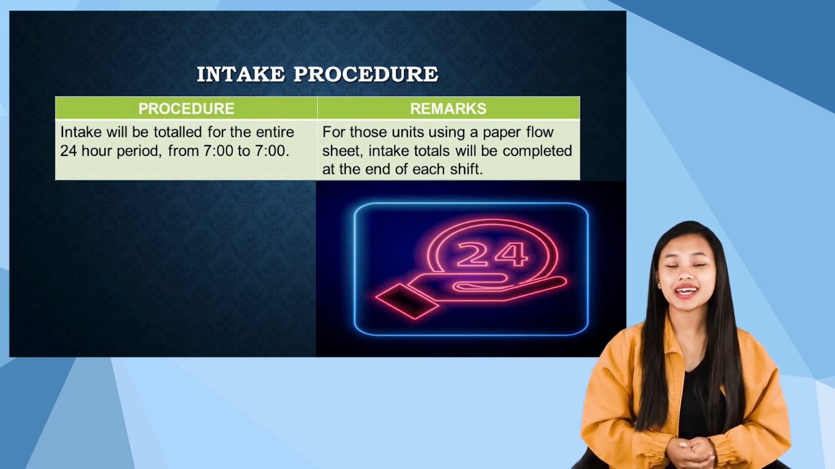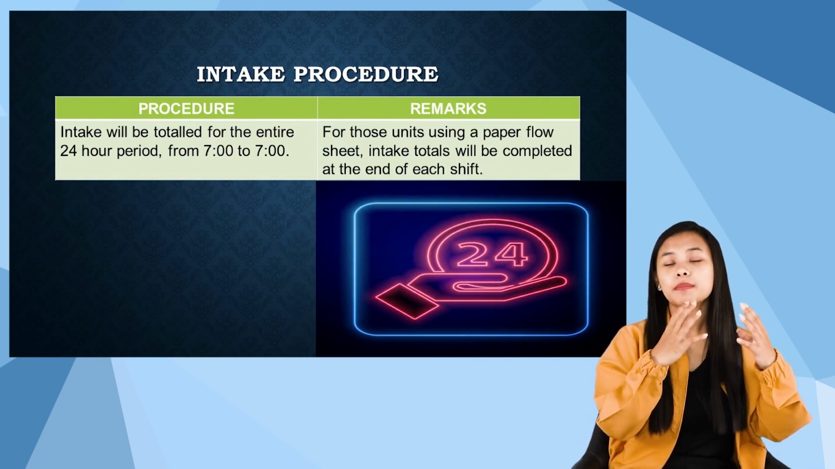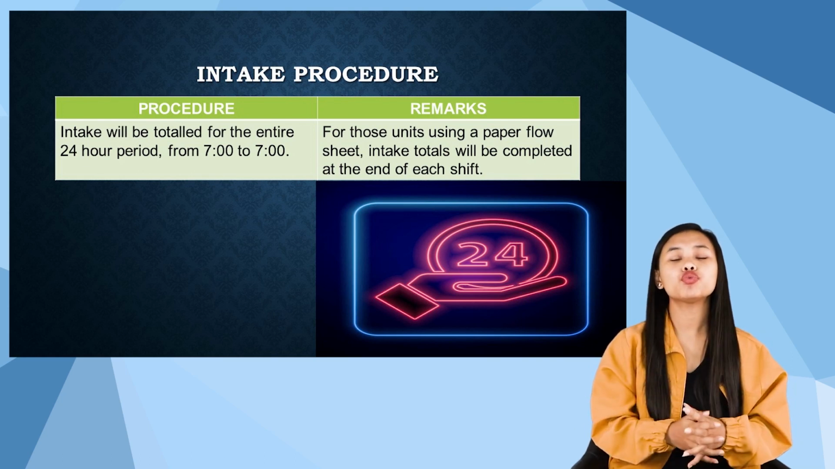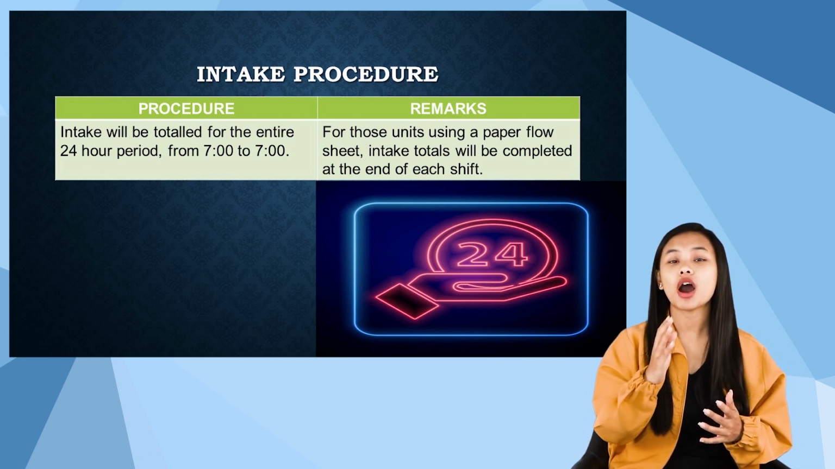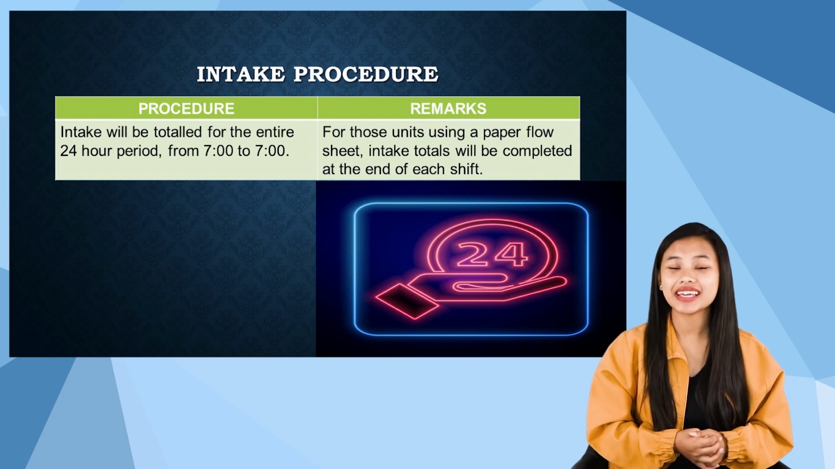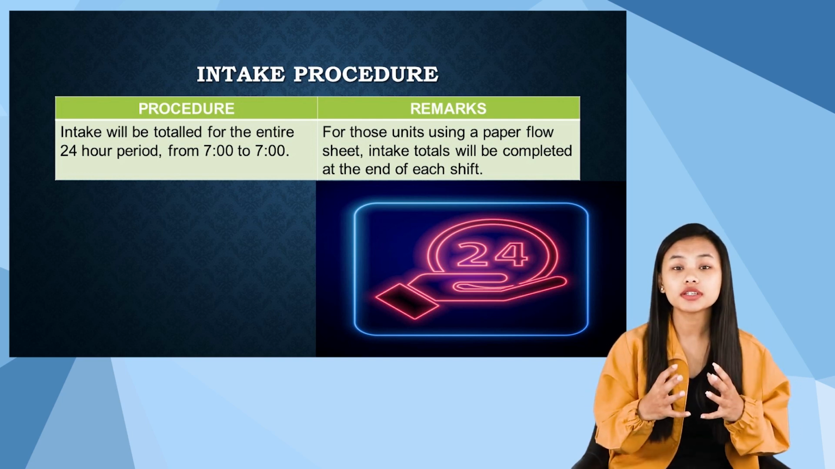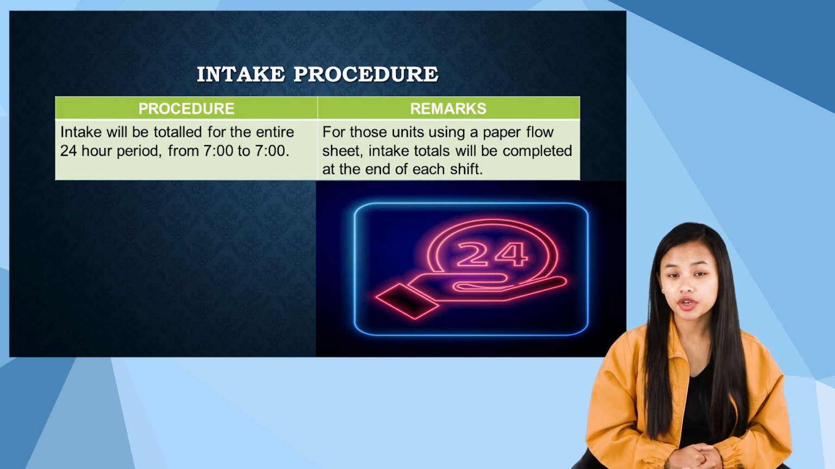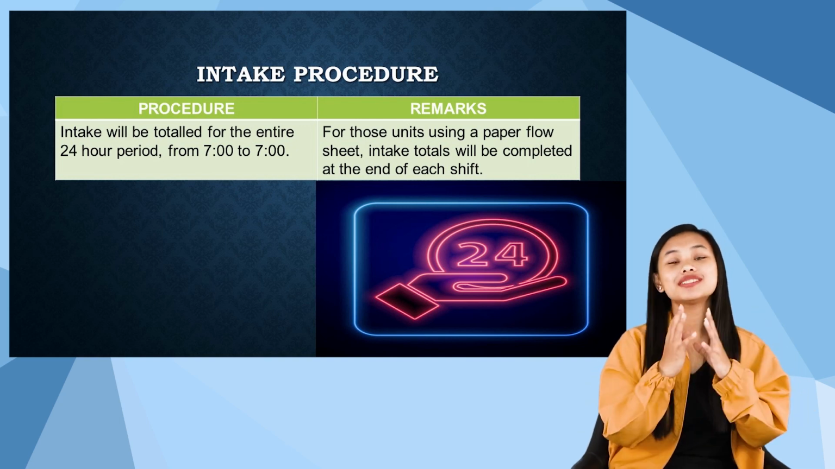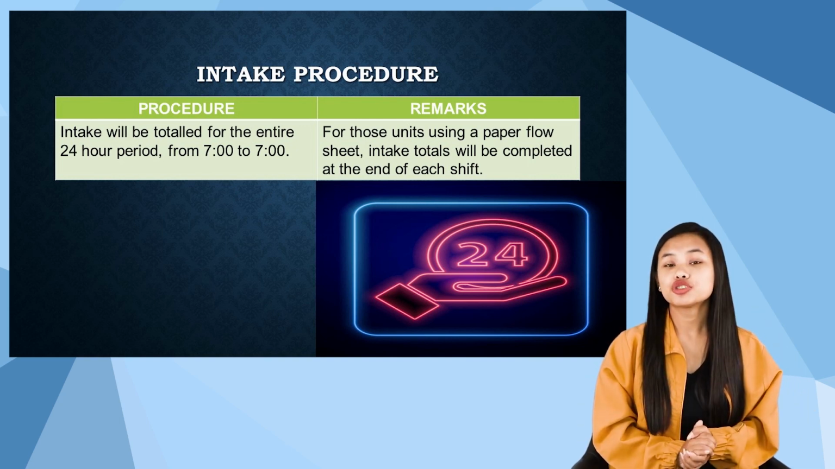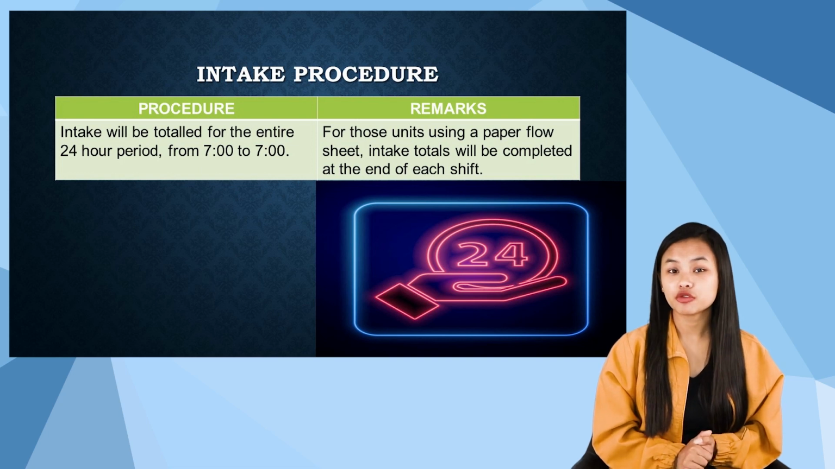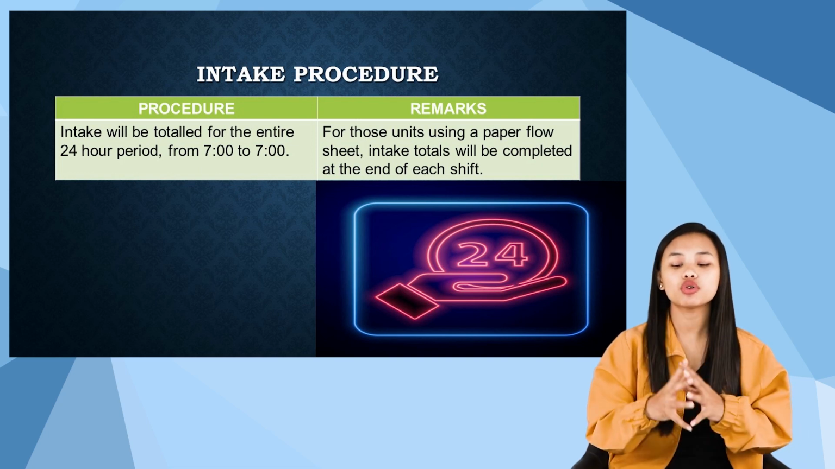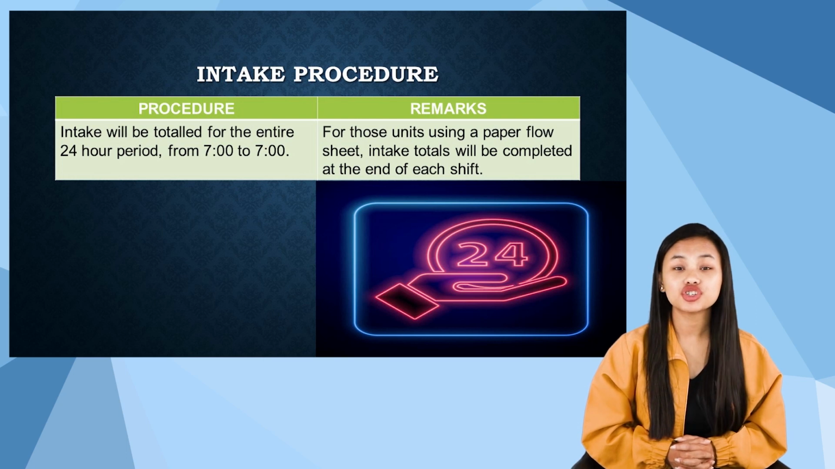And as I've also said in the definition, this measurement of the intake and output will be continued for a 24-hour period, right? So here the intake will be totaled for the entire 24-hour period, that is from 7 a.m. to 7 p.m. Whereas for those units who are using the paper flow sheet, the intake will be totaled at the end of each shift.